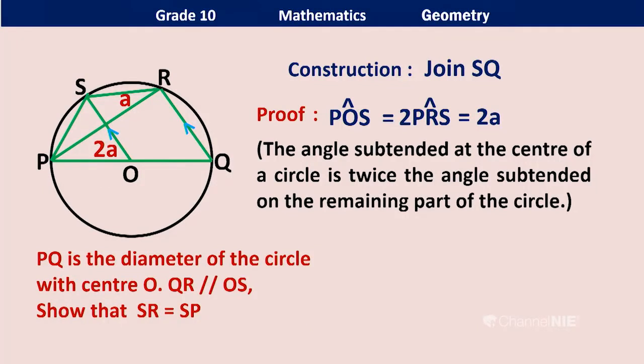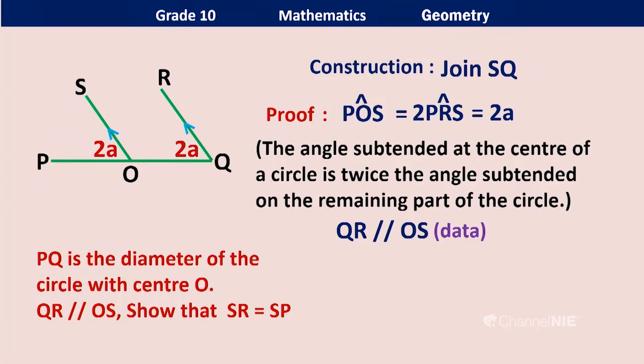In the question itself, they say that QR is parallel to OS. So, I have mentioned that in the figure. We will write it in the proof. QR is parallel to OS, that is given. So, we can mention it as data. Once again, I have taken part of the figure to make it simpler.